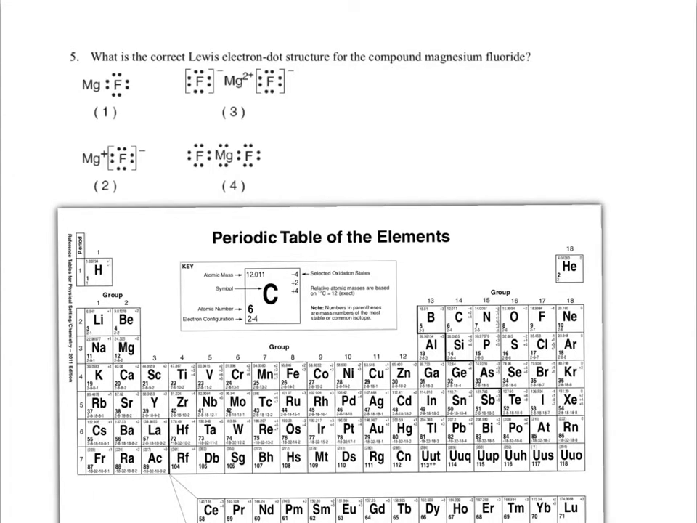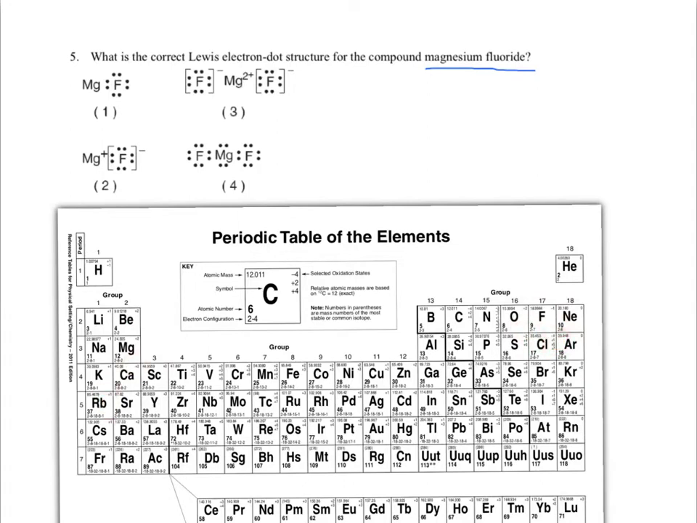Question number 5 asks us to locate the correct Lewis electron dot structure for a compound of magnesium fluoride. The first thing we have to do is investigate magnesium fluoride. Now magnesium is located here, atomic number 12. Magnesium is a metal, while fluorine, atomic number 9, is located here. It is a nonmetal.